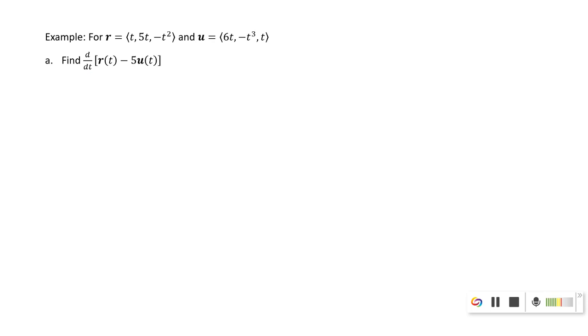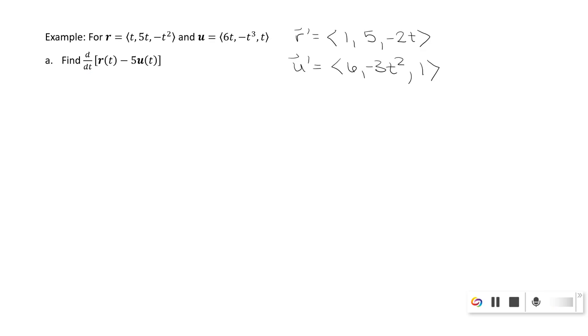All right, so let's do some examples. Let's apply some of these properties to some vector valued functions. So I have defined r to be the function t, 5t, negative t squared, and u is 6t, negative t to the third, t, and I'm going to find the derivative of r minus 5u. So we can actually just go ahead and find r prime and u prime. Let's see, r prime would be 1, 5, negative 2t. I just took the derivative of each component. u prime would be 6, negative 3t squared, 1.